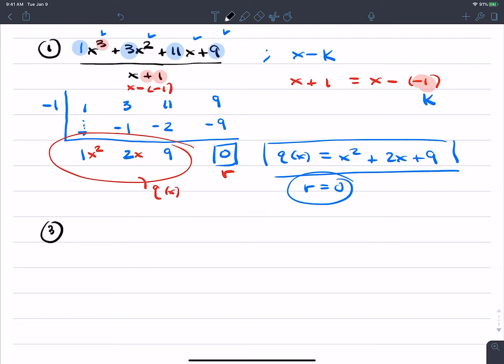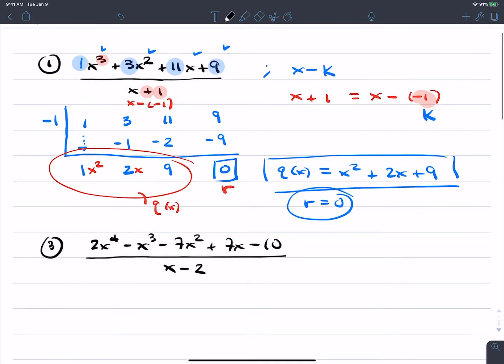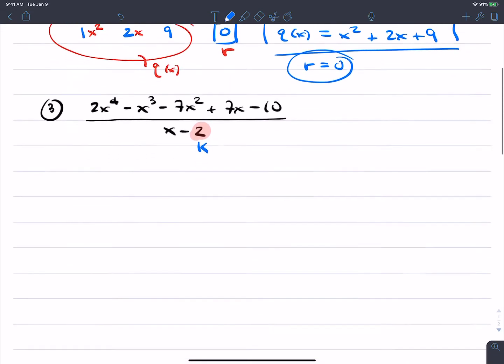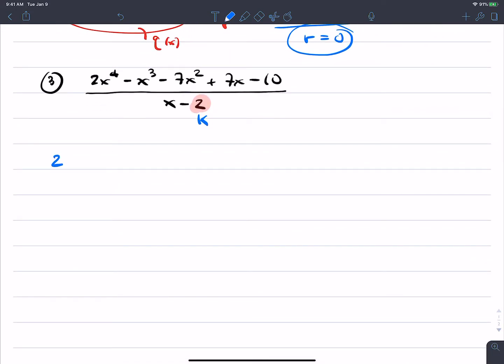Number 3. 2x to the 4th minus x cubed minus 7x squared plus 7x minus 10. You're going to divide by x minus 2. So notice here, we already have the x minus k form. So in this case here, k is going to be 2. So I'm going to write down the 2 over here.